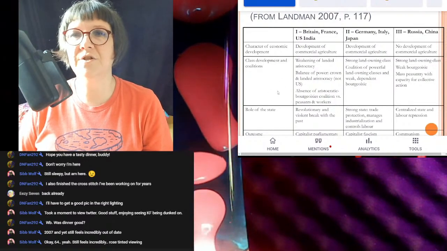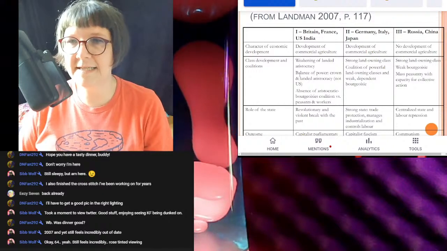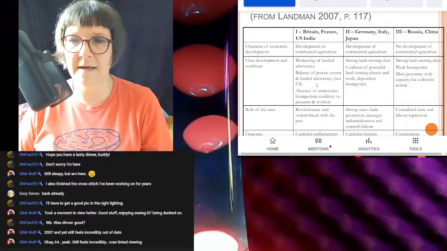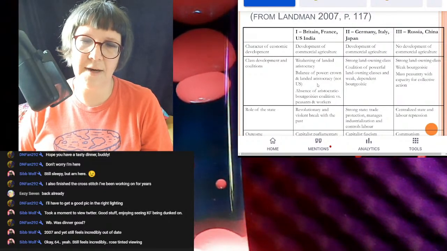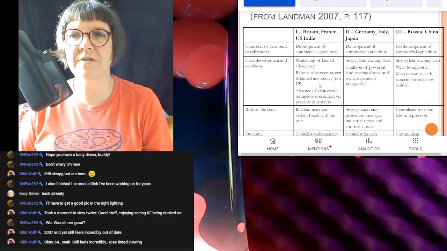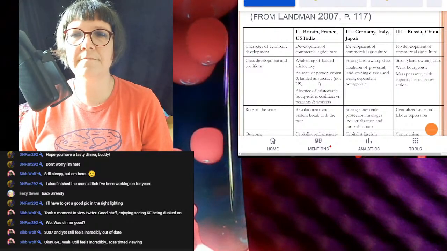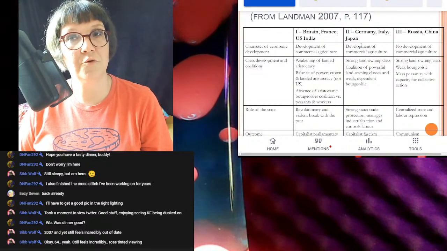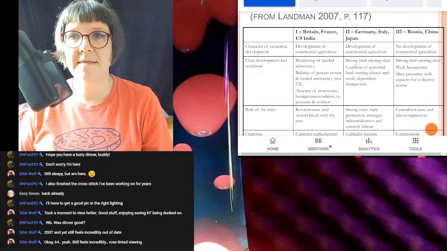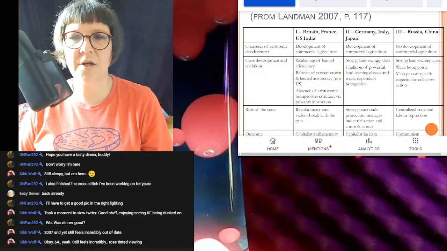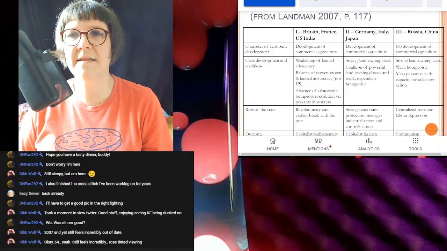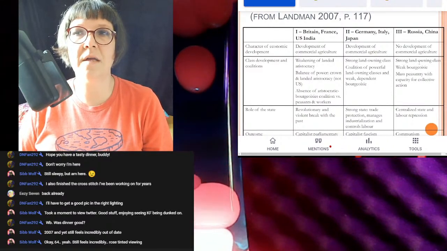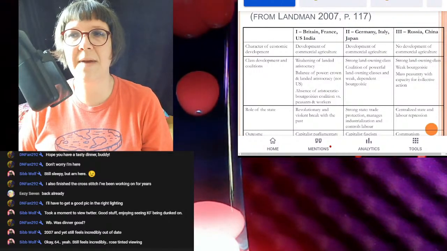Class development and conditions: Britain, France, US, and India, weakening of landed aristocracy, balance of power, the crown and the landed aristocracy, but that doesn't quite happen in the US, and the absence of an aristocratic bourgeois coalition against the peasants and the workers. In comparison to Group 2, Germany, Italy, and Japan, they had a strong land-owning class and a coalition of powerful land-owning class and a weak dependent bourgeoisie. Whereas in Russia and China, it was a strong land-owning class, a weak bourgeoisie, and mass peasantry with a capacity for collective action.